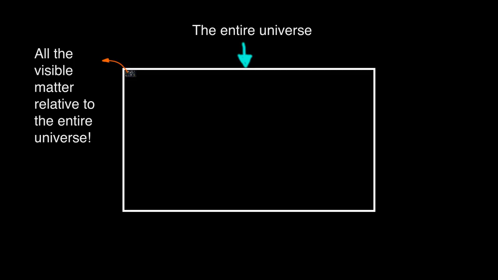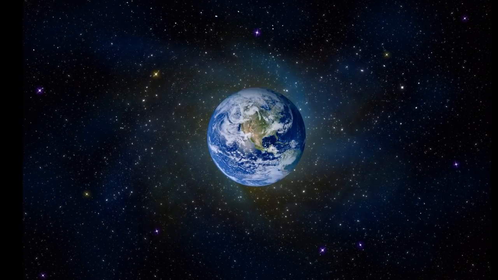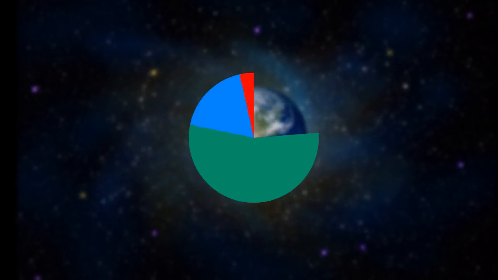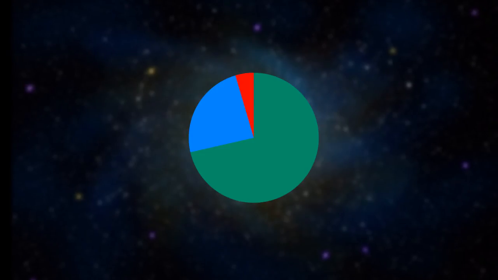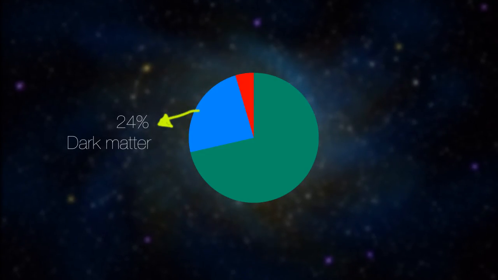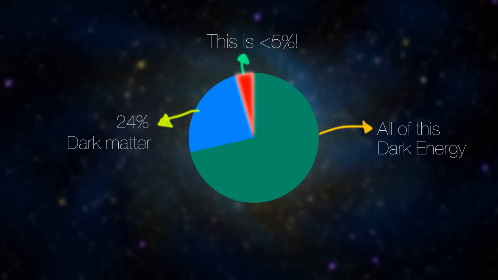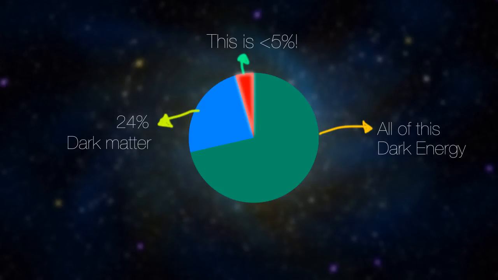Yep, you heard me right. Everything we have, can, or will ever see makes up just under 5% of the entire universe. And dark matter constitutes about 24% of our universe and the rest is dark energy. This is what 5% looks like.